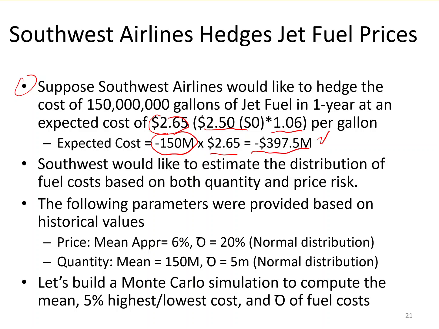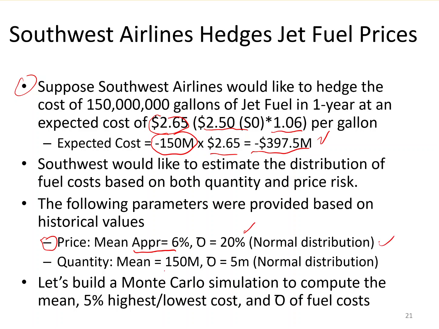So Southwest would like to estimate what is the distribution of fuel cost based on both quantity and price risk. In other words, how much more or less could they pay for fuel, given that prices may vary and quantity may vary? What if they provide this information about the distribution of the fuel prices and the quantity they're going to need? What if they say that they expect fuel prices to appreciate by 6% with a standard deviation of appreciation of 20% based on historical data, and we'll assume normal distributions.